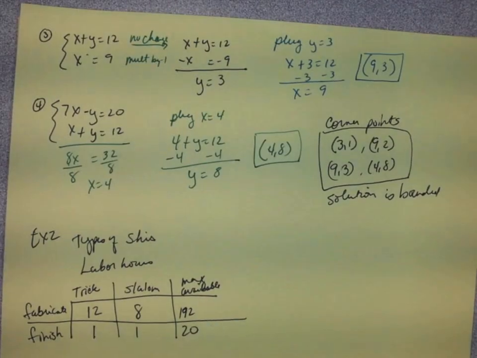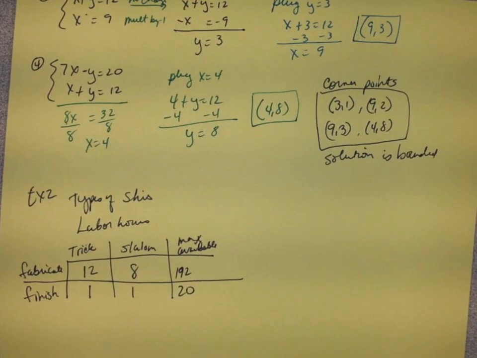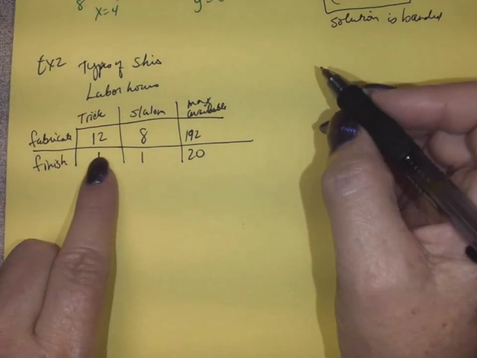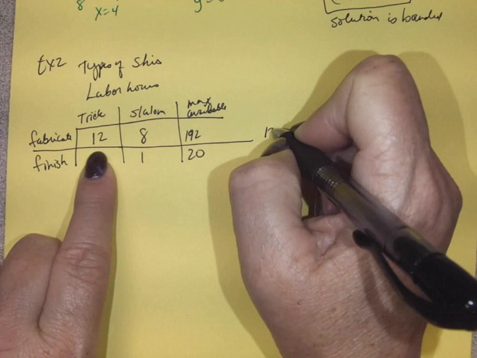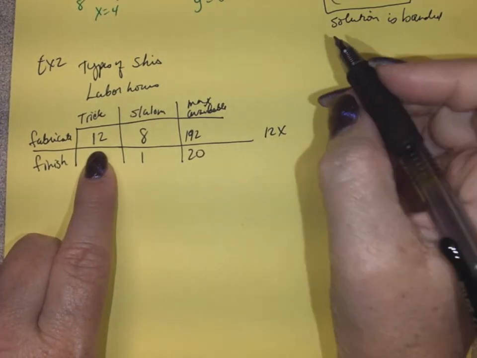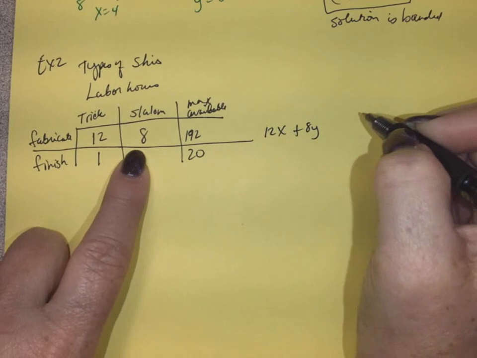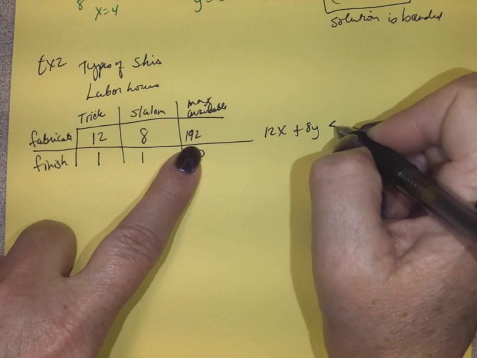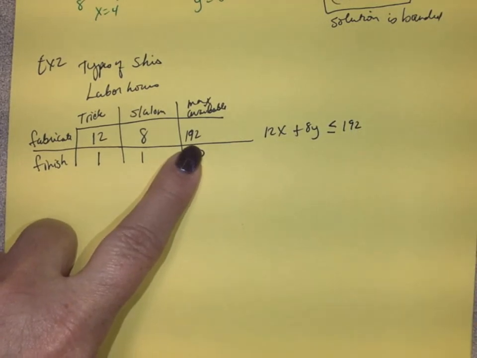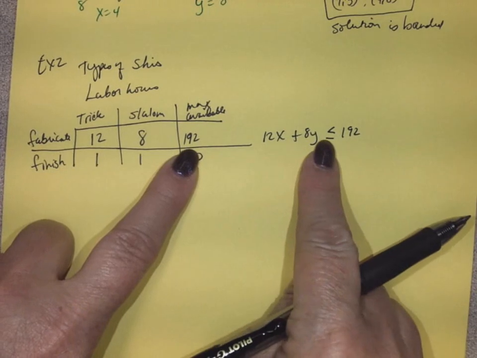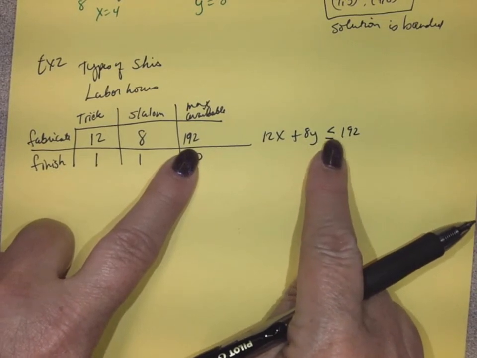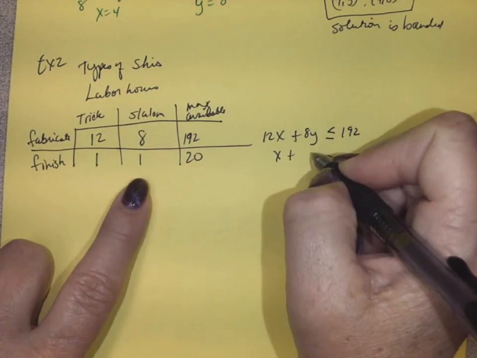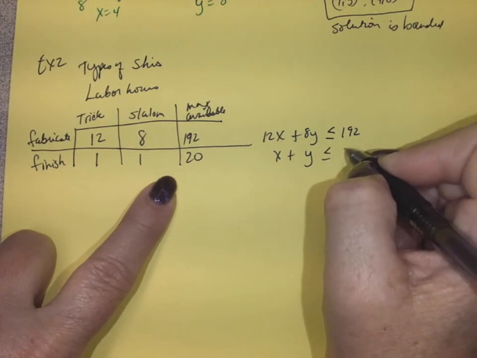Find the set of feasible solutions. All right, so in this case, we weren't given equations. We actually have to create them. And that's the difference on this one. So this will be our 12. We're going to call our tricks x, so 12x plus 8y. The max available is 192, so it can be less than or equal to 192. We can't go over 192, and that's how we know it's going to be less than. It can include 192, but it can't go more than that. This one will be x plus y less than or equal to 20.